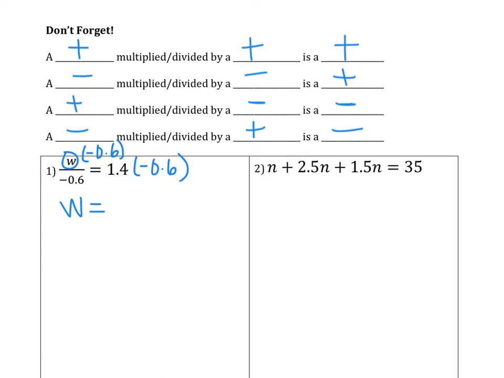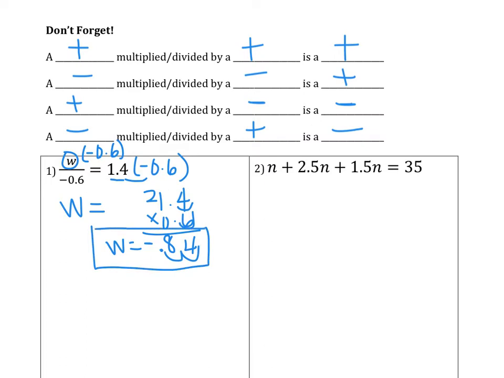And we get 1.4 times 0.6. We're going to multiply that. So we get 84, with 2 decimal places, so it is 0.84. And we have a positive being multiplied by a negative, which means our answer is going to be negative. So W equals negative 0.84.